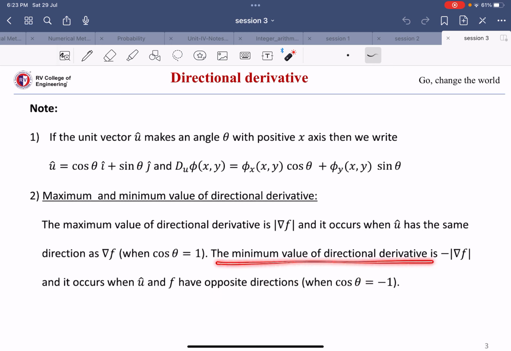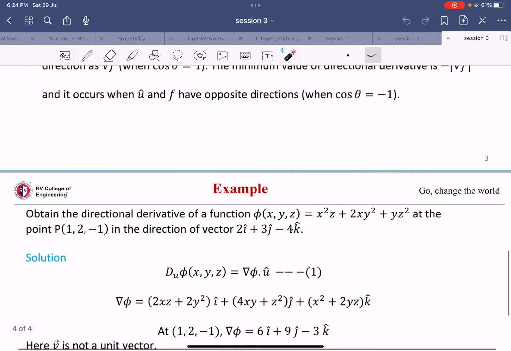Similarly, the minimum value of directional derivative is minus magnitude of gradient f, and it occurs when both u cap and gradient of f have opposite direction. This is when cos theta is equal to minus 1, because the minimum value of cos theta is minus 1.